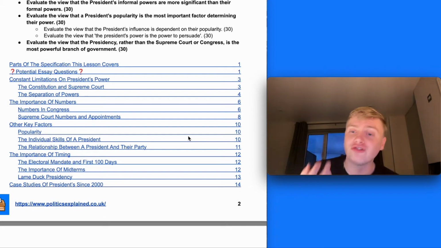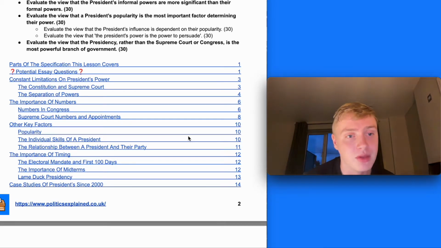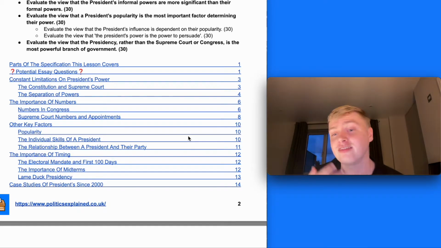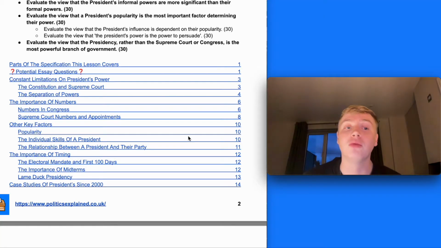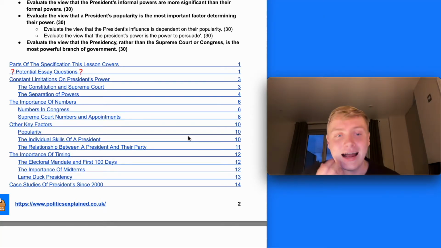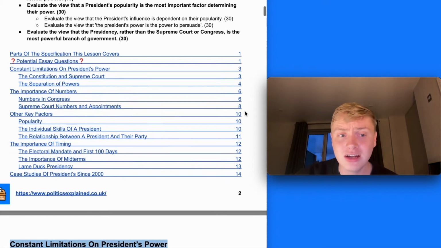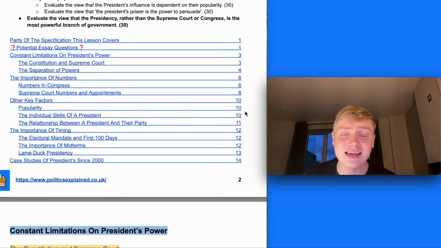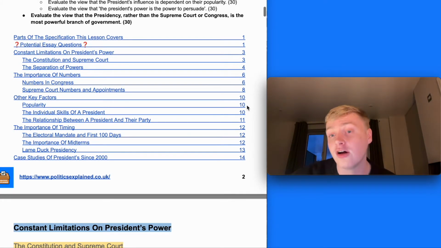I'm then going to look at the constant limitations on presidential power, including the Constitution and the Supreme Court and the separation of powers. I'm then going to look at the importance of numbers, both in Congress and in Supreme Court numbers and appointments, in determining the president's power. I'm then going to have a look at some other factors, including popularity, the individual skills for a president, and the relationship between a president and their party, before looking at the importance of timing, both in terms of the electoral mandate, midterms, and the lame duck presidency, before finishing off by looking at some case studies of presidents since 2000. So I'm going to cover quite a lot in this video.